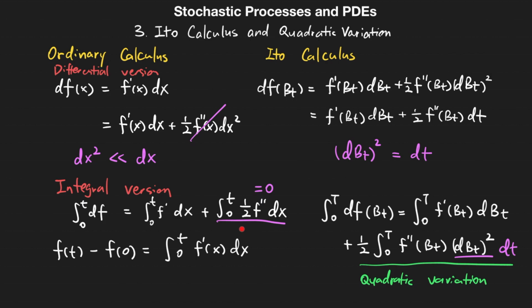In the case of ordinary calculus, the quadratic variation simply equals 0. Equivalently, this is because dx squared equals 0, so the quadratic variation equals 0. In the case of Brownian motion, the square of the Brownian motion equals dt. So with the integral, we have the quadratic variation not equal to 0. That is something we're going to prove in this video.